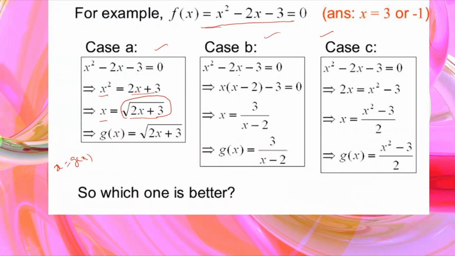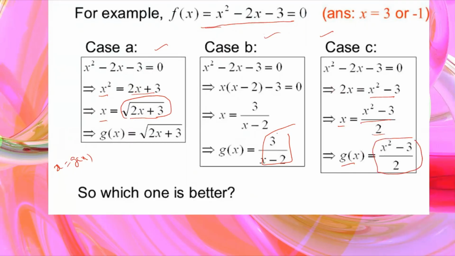Next one, x square minus 2x minus 3 is equal to 0. X into x minus 2 minus 3 is equal to 0. X is equal to 3 by x minus 2. So what is your g of x? 3 by x minus 2. And in all possible ways, I am telling: x square minus 2x minus 3, 2x is equal to x square minus 3. X is equal to x square minus 3 by 2. So your g of x is x square minus 3 by 2.